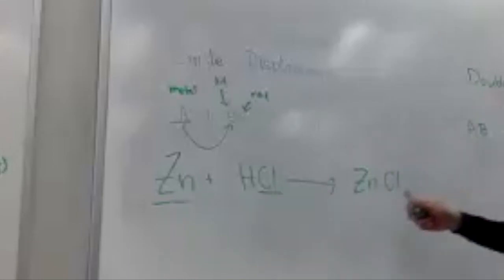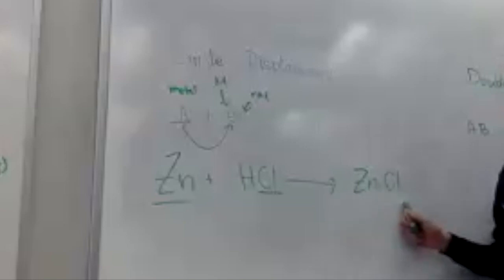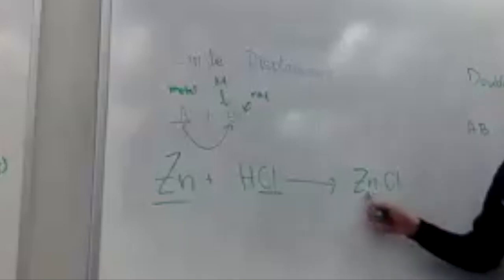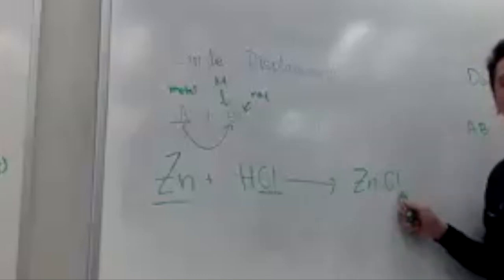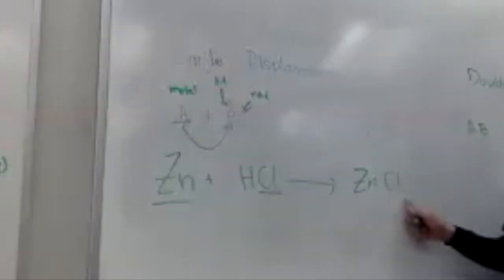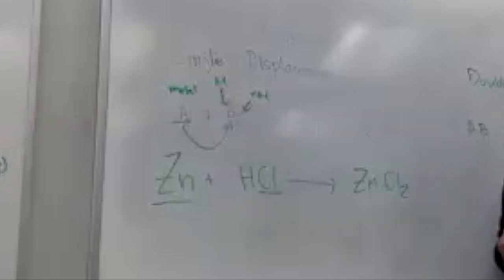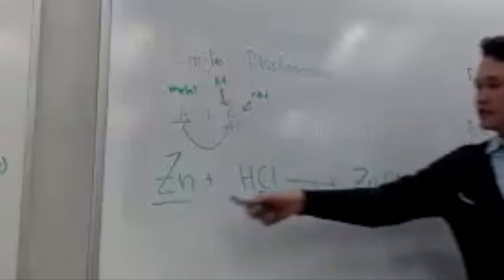However, remember, when we have an ionic compound, we have to write it with correct charge balance. Zinc is what charge? 2 plus. Chloride is what charge? -1. So in order to have charge balance, you need 2 chlorides. Okay, and remember, this gets kicked out, right?